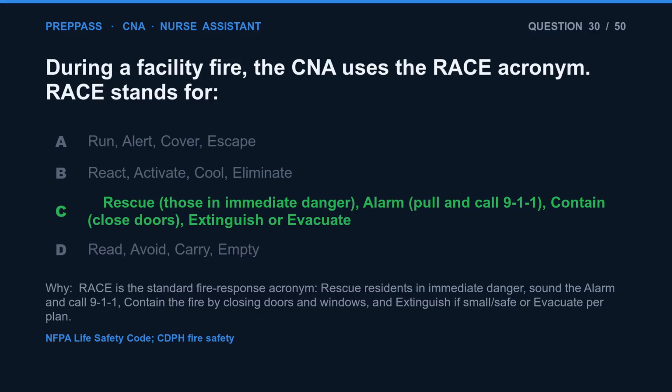The correct answer is C. RACE is the standard fire response acronym. Rescue residents in immediate danger, sound the alarm and call 911, contain the fire by closing doors and windows, and extinguish if small/safe or evacuate per plan.